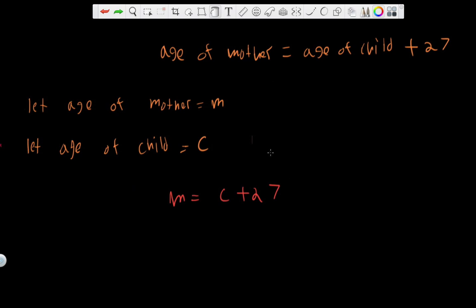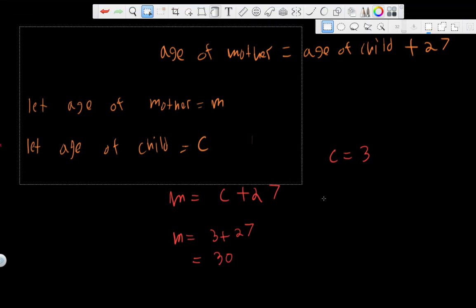So if we have one of the variables, let's say we know the age of the child. Let's say we know that the child is newborn. He or she is, let's say, 3 years old. Okay, so we let c equal 3. Then now with this equation that we have, we can solve for the age of the mother. So m is equal to 3 plus 27. So if the child is 3, the mother has to be 30. Okay, so does that make sense so far?